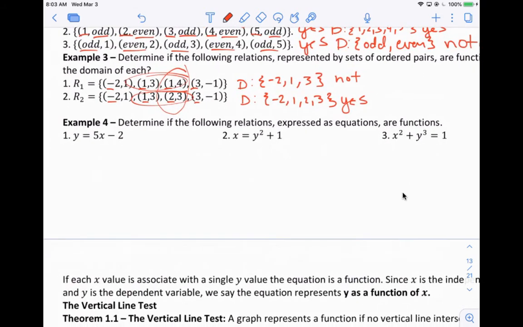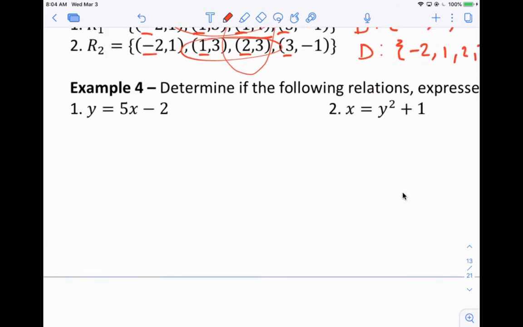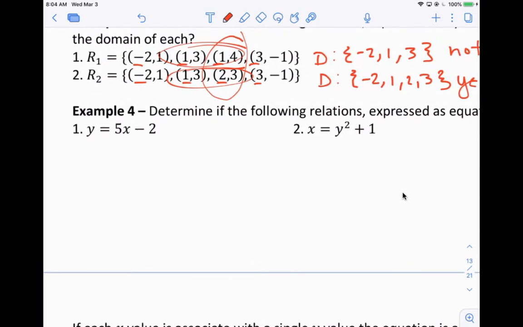All right, let's do it again, but this time we're going to use an equation itself to determine if these relations are functions. So relations can also be equations. You can write any equation you want, but does that make it a function? No, not necessarily. Just because there is a y equals on the page does not mean it is a function. So example 4 here, y equals 5x minus 2.